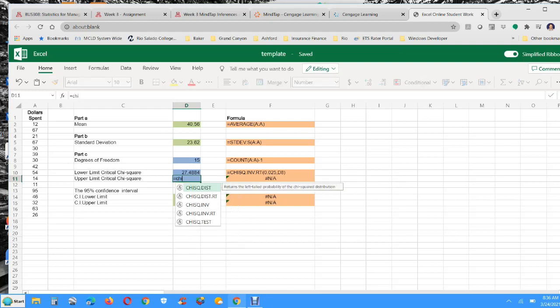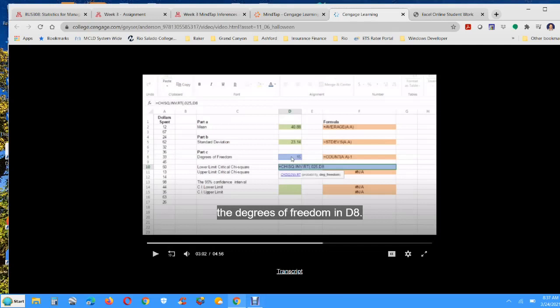So I'm going to do equals CHISQ.INV without the RT, just the CHISQ.INV. And again, I'll put that 0.025 and then comma, the degrees of freedom. And that's how I'll get my lower and upper limits on my critical chi-square values. And then finally, I want to build this 95% confidence interval. All right, let's go back to the video.